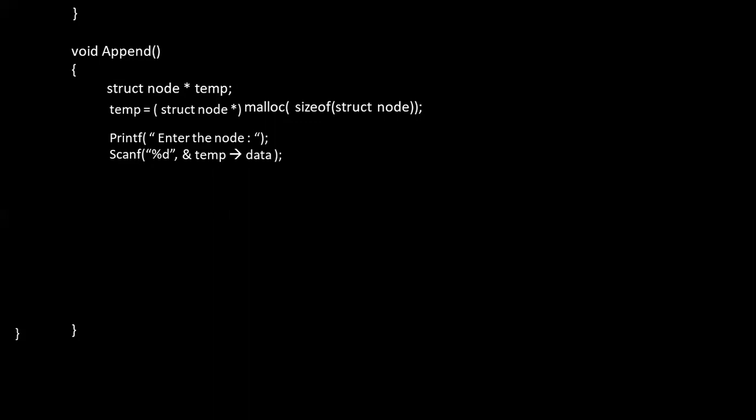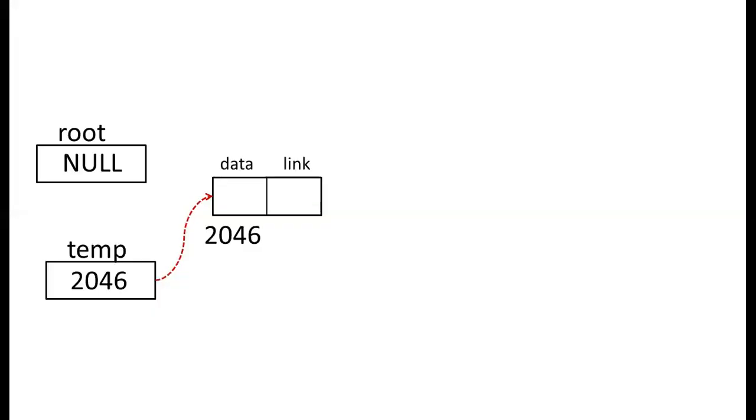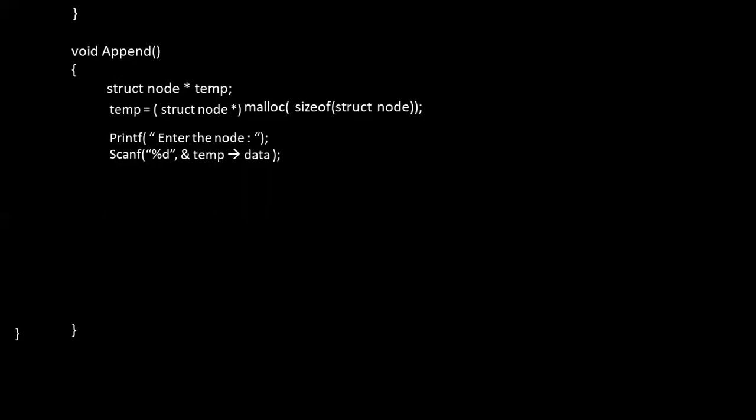Now suppose the node value given is 10. And in the next location, I have to place the value null. So how to place the null value here? Temp to link is equal to null. So this is how we read the information into the new node that we are creating.